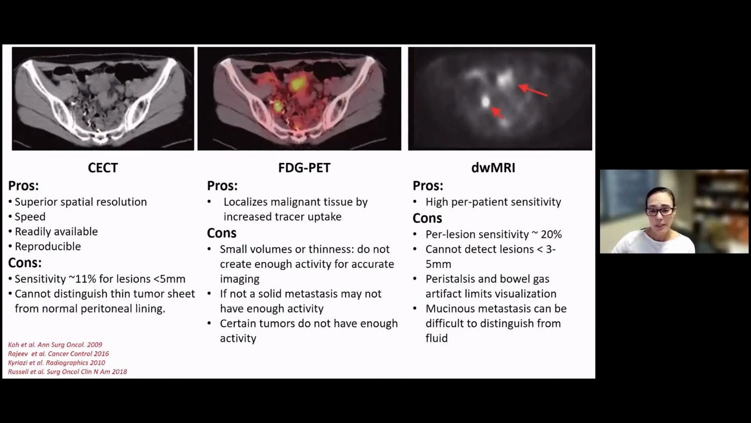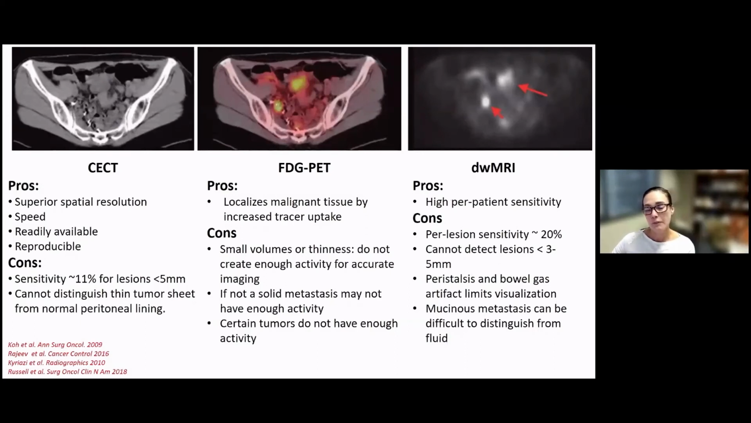So it does have a high per patient sensitivity because the tumors will look generally bright. But per lesion sensitivity is about 20% because it's very difficult to distinguish some motion artifact and fluid in bowel sometimes from these areas of activity. Lesions that are less than 3 to 5 millimeters will be very difficult to see, especially if they're adjacent to bowel or fat or air-containing structures. The peristalsis, which is the bowel movement, and bowel gas will promote artifact on MRI, which can limit the visualization.